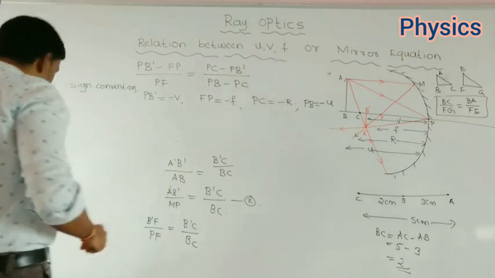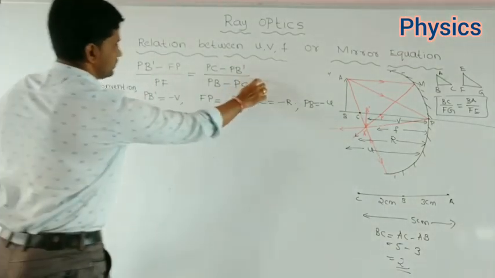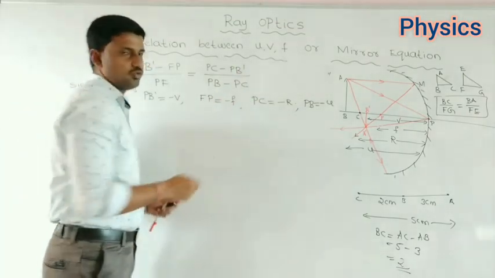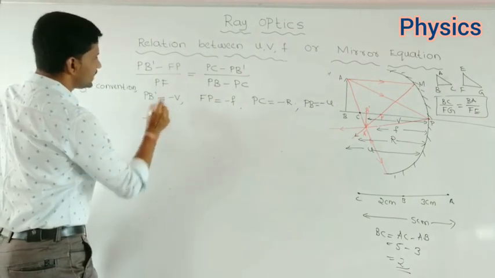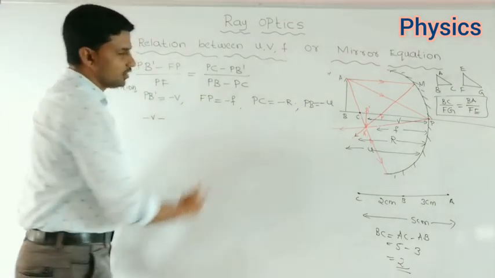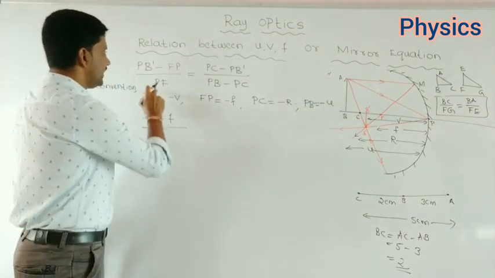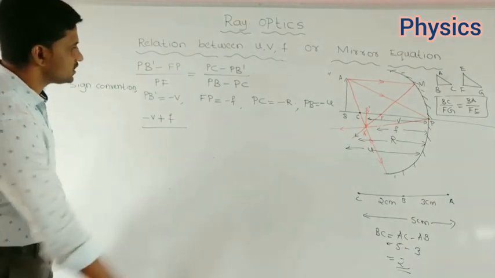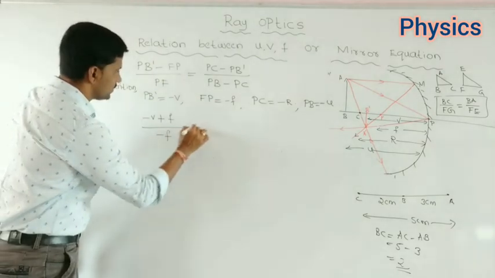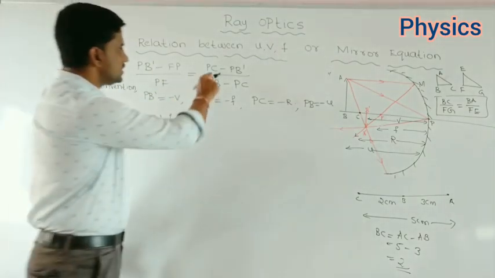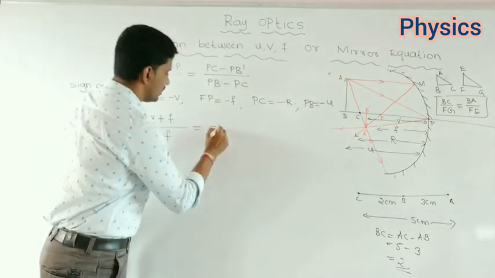Now I am going to substitute all these terms in this equation. If I substitute, I get PB' is minus v, minus FP. FP is minus f, minus minus plus, so plus f, divided by PF. PF or FP is minus f. That is equal to PC. PC is minus R. I am taking PC as minus R.